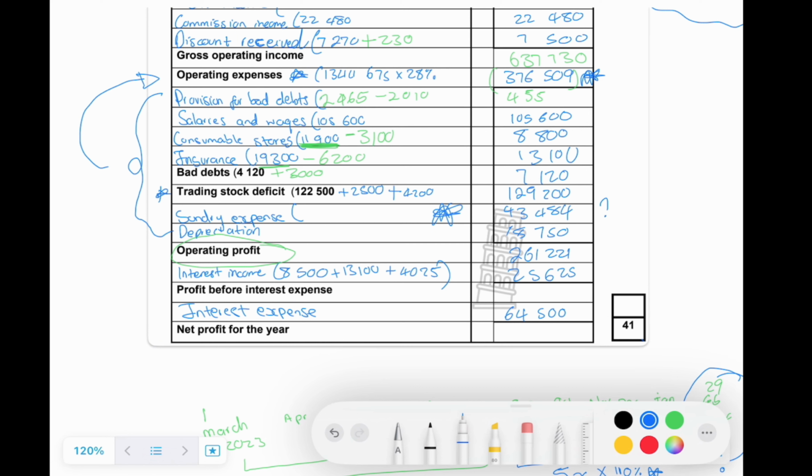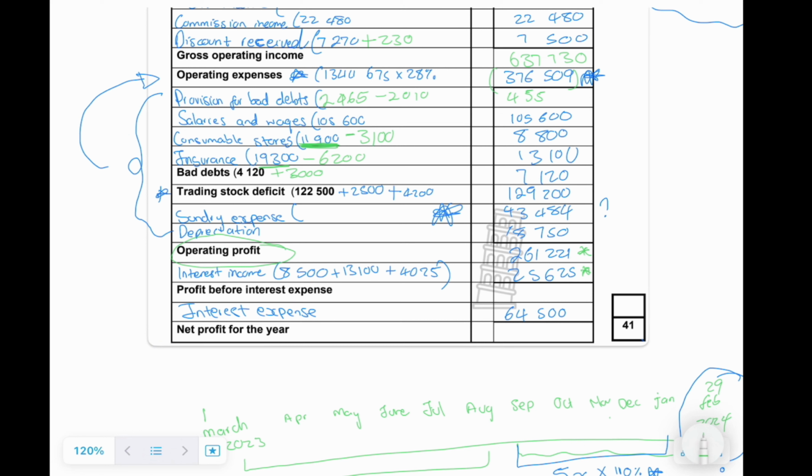So we have to calculate our profit before interest expense. So for you to get your profit before interest expense, you add these two amounts, the operating profit and the interest income. And that would give you 286,846. Okay. And then your interest expense must be in the bracket so that you can subtract it. So you will say your profit before interest expense minus your 64,500. And then your net profit for the year would be 222,346.